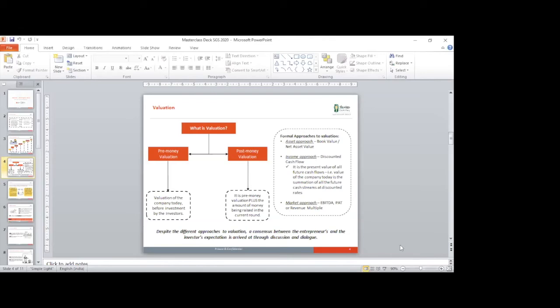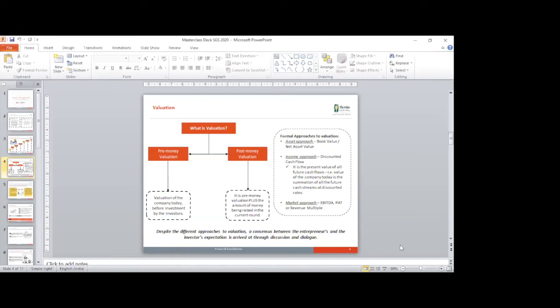So I was at valuation, right? I was just explaining pre-money valuation, post-money valuation. So the pre-money, I'll repeat again, is actually the value of your company as it is today, before the investment is coming into your business. The post-money valuation is the pre-money valuation plus the investment amount that's being raised, right? We were discussing earlier about the approaches to valuation. To be honest, for early stage businesses, these approaches actually don't check out.